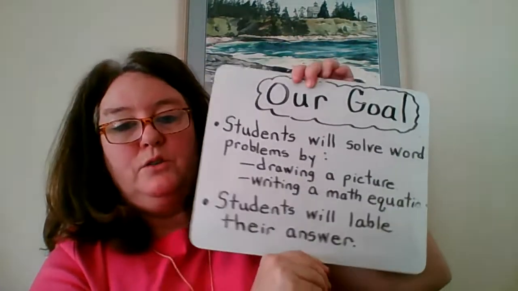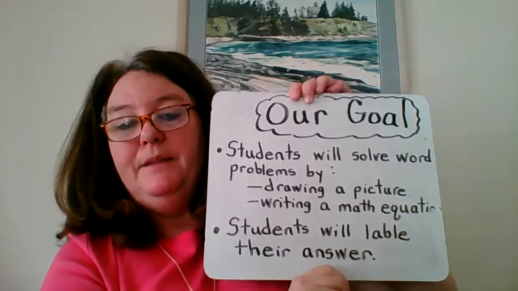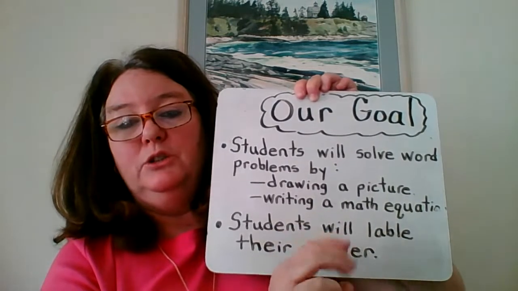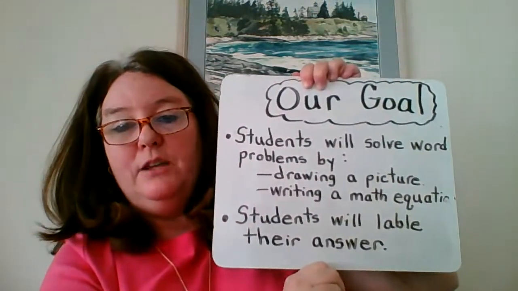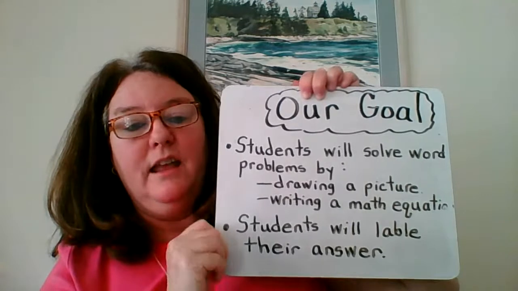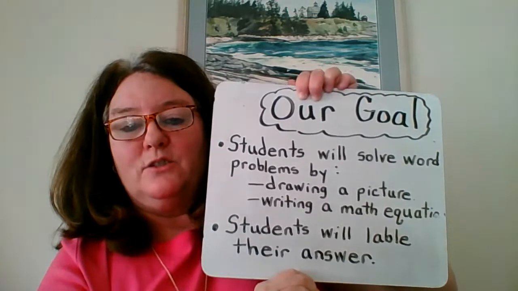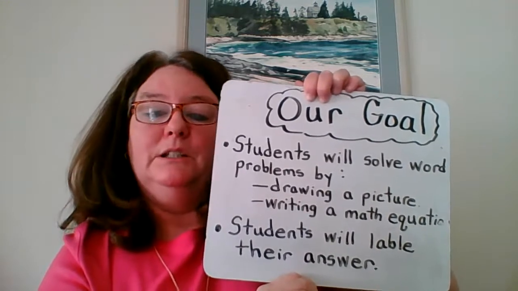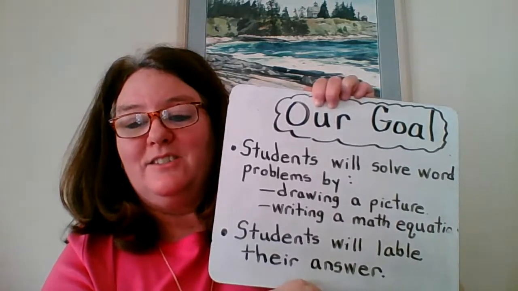So let's check our goal and see if we did what we were supposed to. Students will solve word problems by drawing a picture. Yep. I drew a picture of candy. I drew a picture of children playing. I drew a picture of balloons. So we drew pictures. Write a math equation. Each time I used my picture to help me write the math equation. And then we will label our answers. And we always labeled our answers. We didn't just give a number for the answer, but we told what we were talking about. 9 balloons, 7 candies, 2 children. We always label our answer.